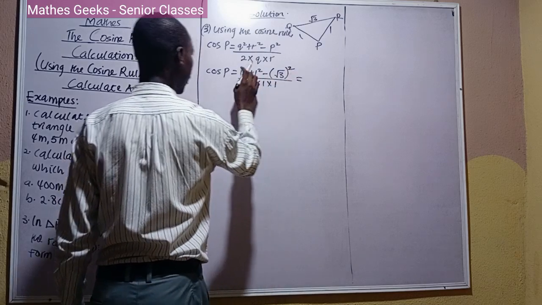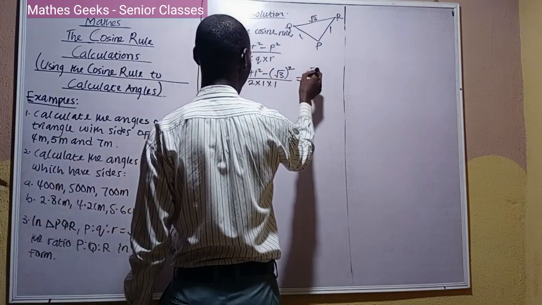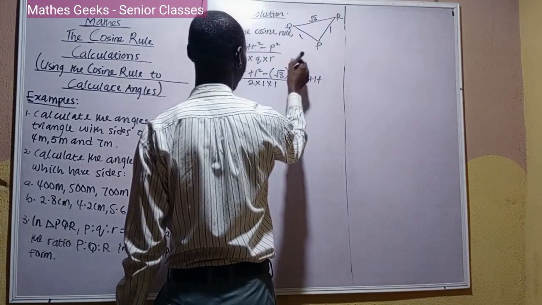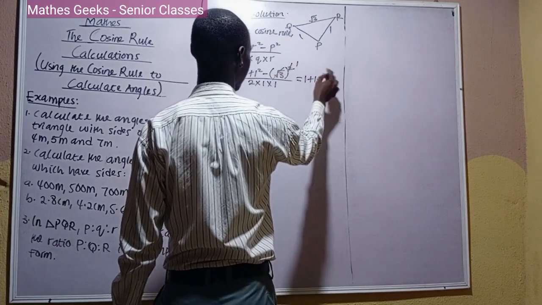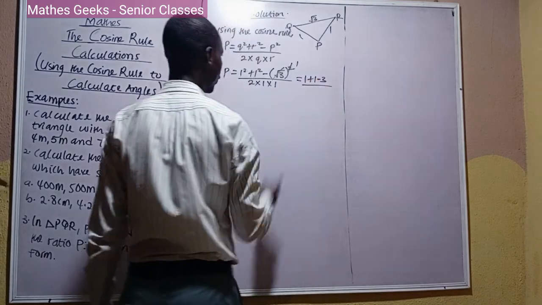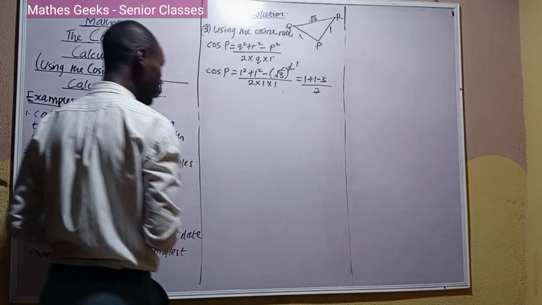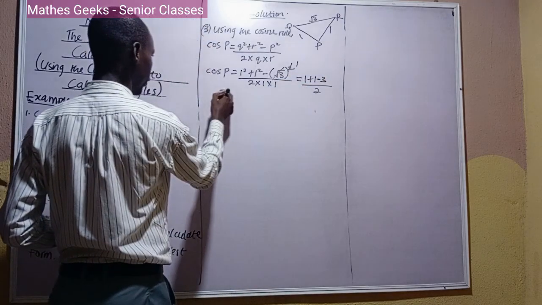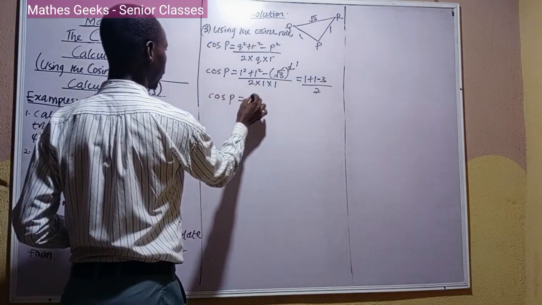1 squared is 1, plus 1, minus root 3 squared, which cancels to give minus 3, over 2. So 1 plus 1 is 2, and 2 minus 3 gives us minus 1 over 2. Cos P is equal to minus 1 over 2.